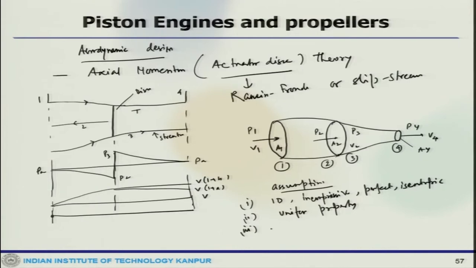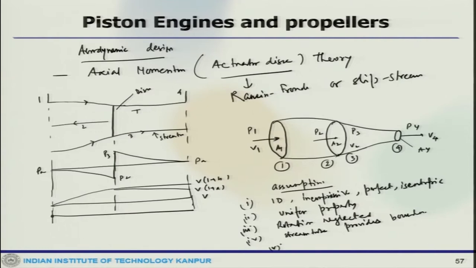Third is that rotation is neglected, that means the rotation imparted to the flow is also neglected. Fourth, the streamlines at the edge of the disc define the outer limit of the contracting stream tube which passes through the disc and separates it from the surroundings. So, that means the stream tube provides the boundary, and the stream tube also has cylindrical sections both upstream and downstream.